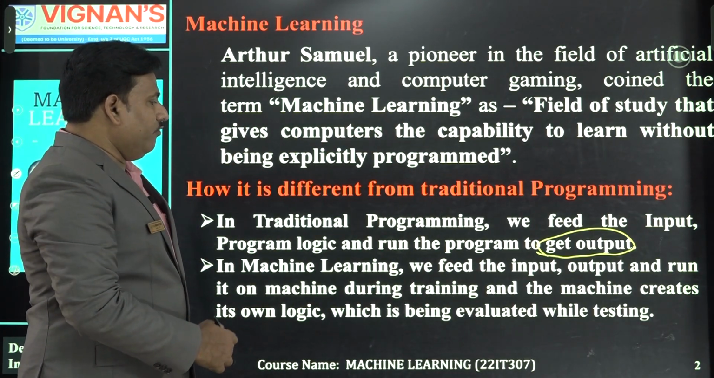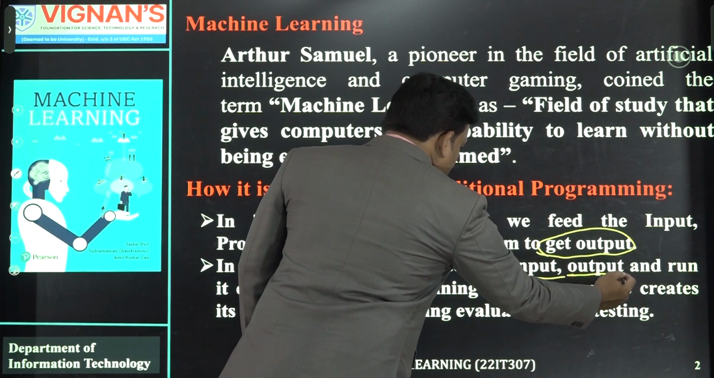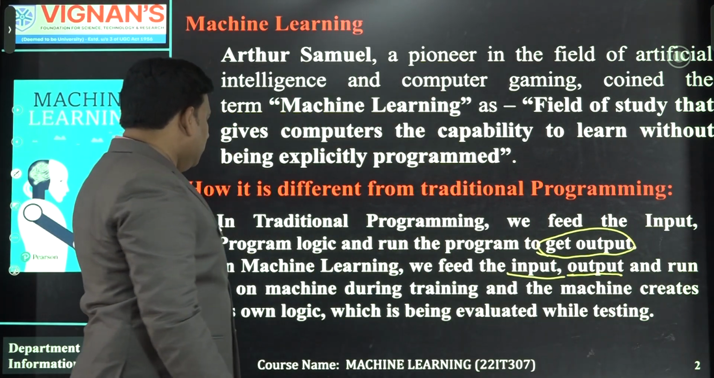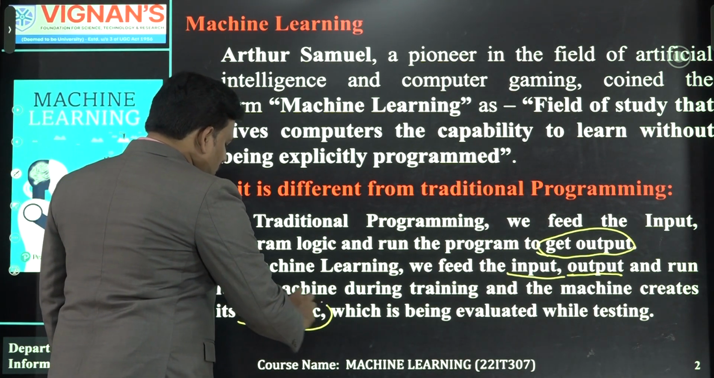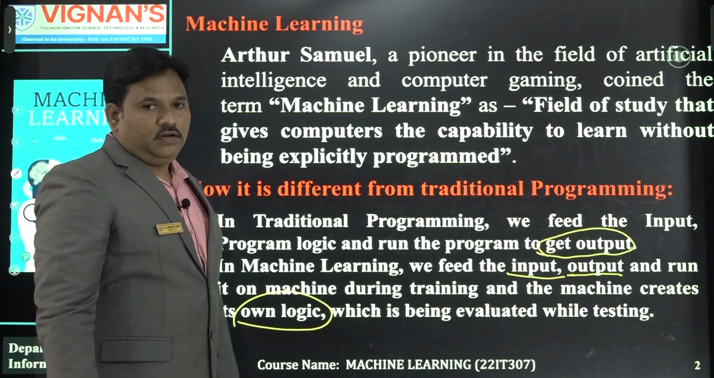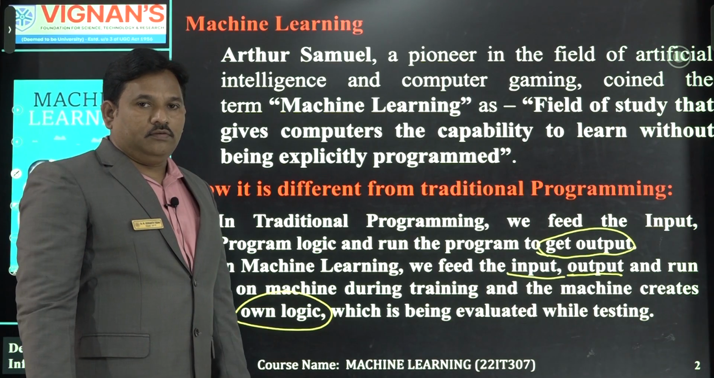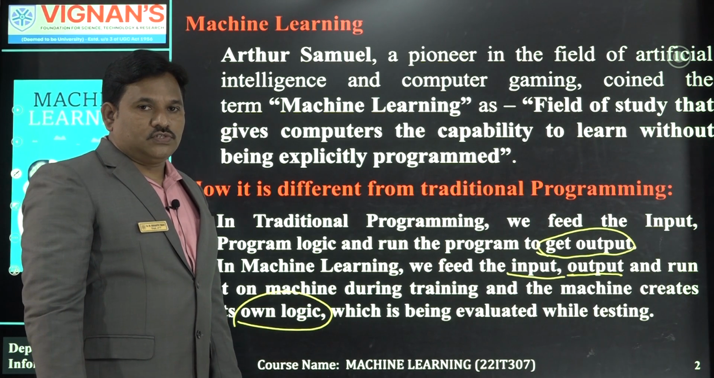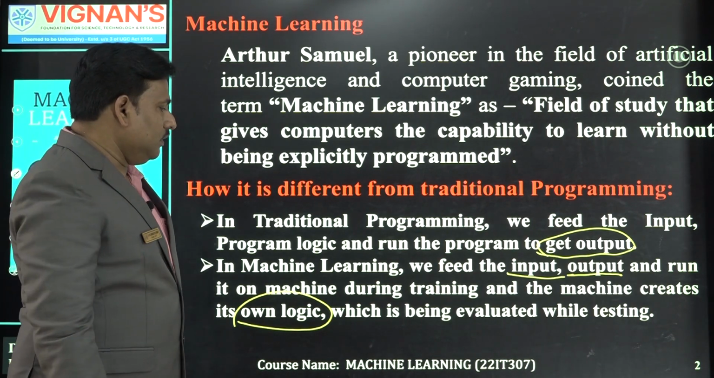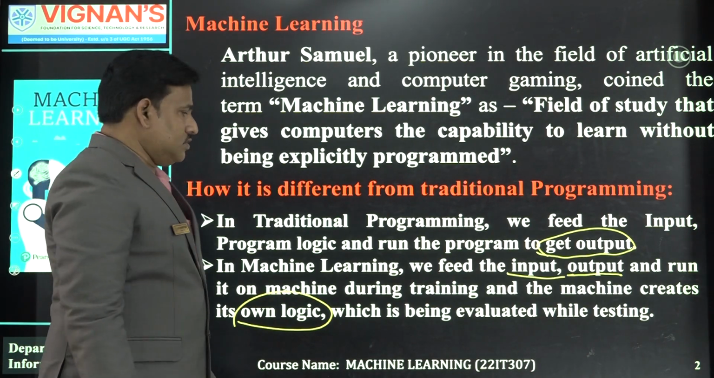Whatever input we give, we will get the output. Whereas in machine learning, we feed the input and the output. That means the input values and some expected output are fed, and we run the program on the machine during training, and the machine will create its own logic, which is evaluated while testing. So in traditional programming, we give an input and get an output, whereas in machine learning, we give input as well as expected output. Based on these, the machine will think and evaluate its own test case during the testing process.